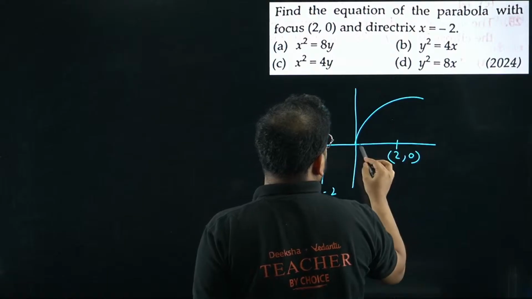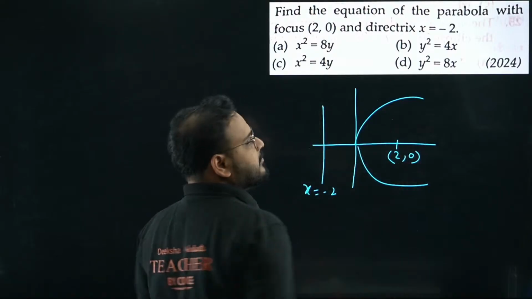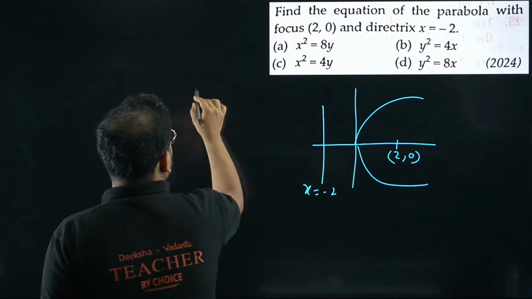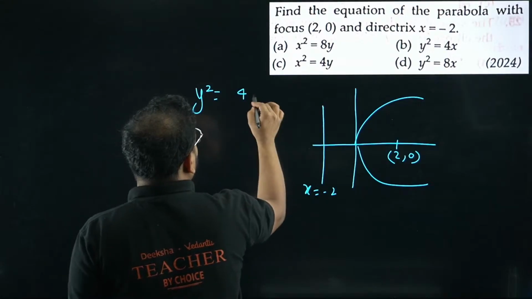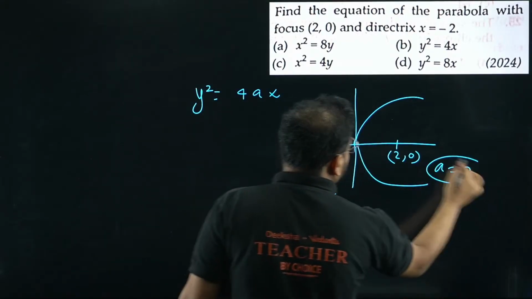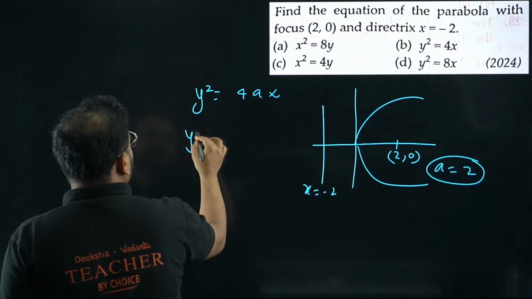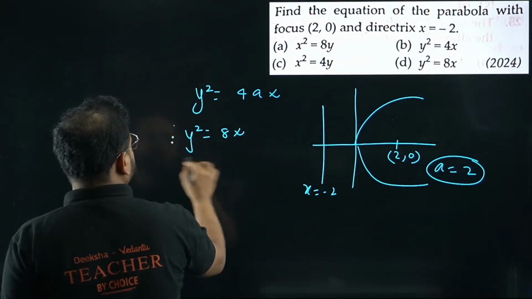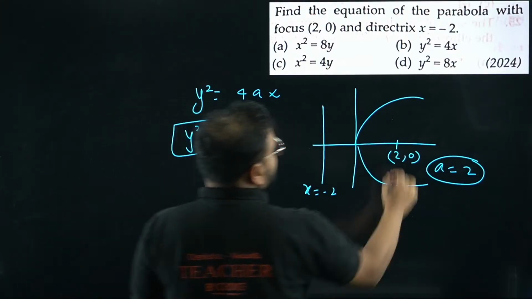Equation will be like this. The parabola curve will look like this, which is going to be a right-concave parabola, basically y squared equals 4ax kind. What is the value of a here? Please compare. Value of a is going to be 2. Put the value of 2 here, we get y squared equals 8x. Option is D.